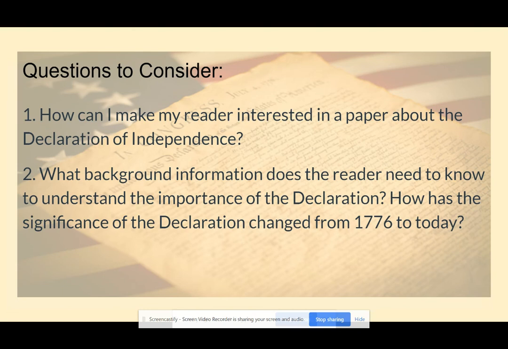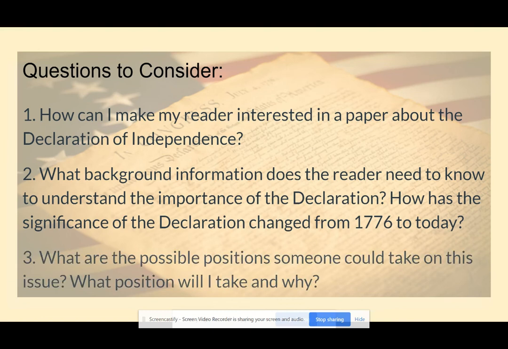How has the significance of the Declaration changed from 1776 to today? They're not as followed as accurately. It's not known as much as it was. So the fact that it's not known is probably the reason why nobody's doing, or they're doing exactly what it says we shouldn't do. Okay.